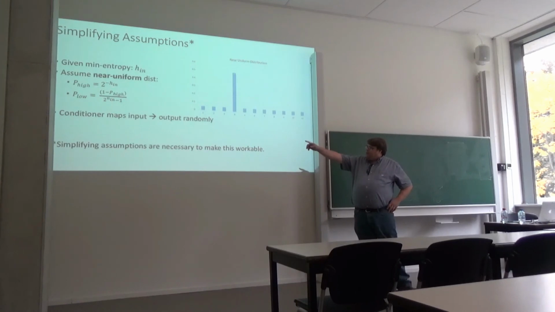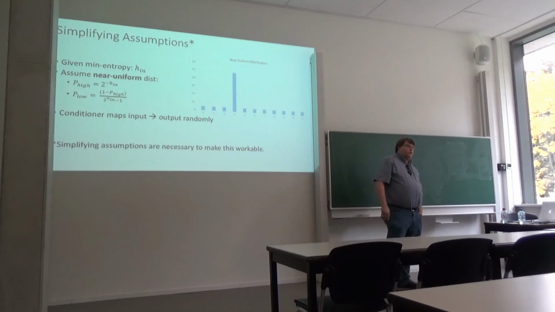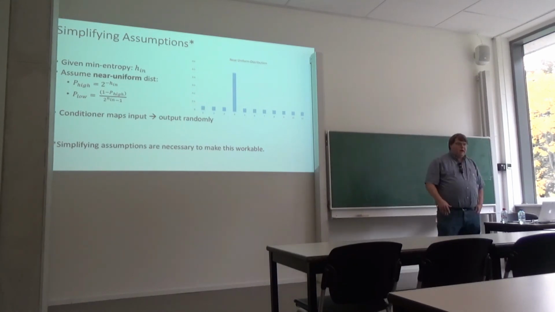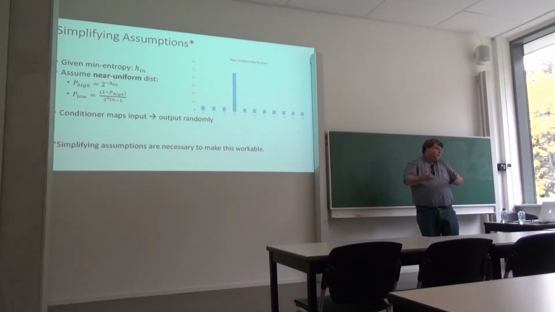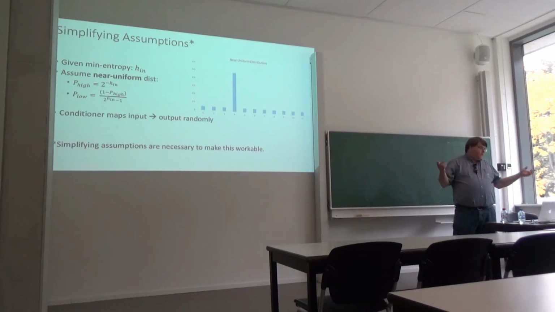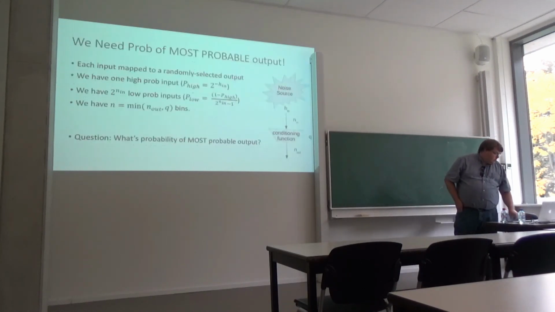By doing this, we get some nice mathematical properties in it, and it makes things work nicely. We also have the assumption that the conditioner maps inputs to outputs randomly. So we're assuming the conditioner is okay. It's not somehow mapping everything to the same value. If it does that, then we'll have a disaster. And we have a way of trying to check for that.